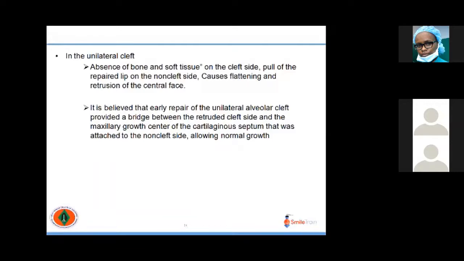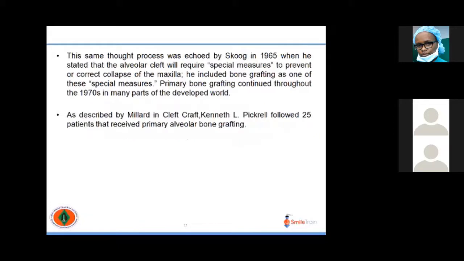This same thought process was echoed by Schuchardt in 1965 when he stated that the alveolar cleft will require special measures to prevent or correct collapse of the maxilla. He included bone grafting as one of these special measures. Primary bone grafting continued throughout the 1970s in many parts of the developed world. As described by Miller in Cleft Graft, Kenneth L. Pickrell followed 25 patients that received primary alveolar bone grafting.